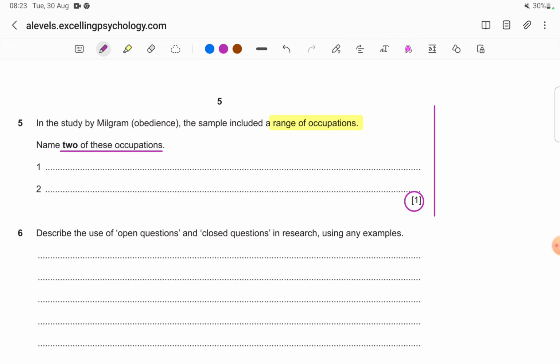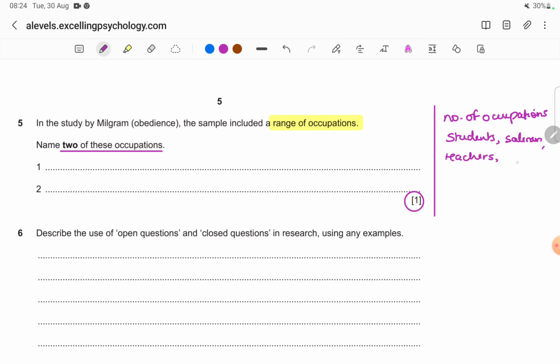Okay, now in the Milgram study, if we look at the original paper, a number of occupations have been named which participants pursued, and it was definitely a mixed sample. They were coming from a wide range of different occupations. So there were students, there were salesmen, there were teachers, and so forth. I won't name all of them here.